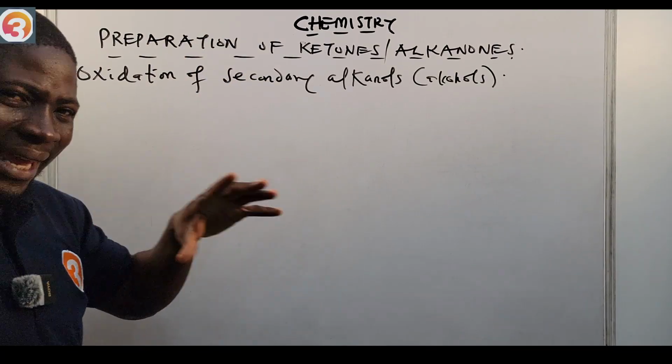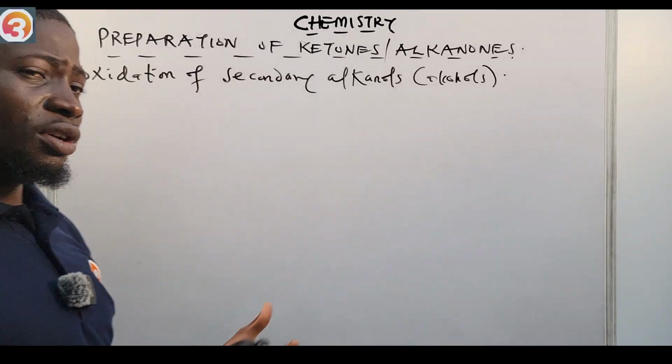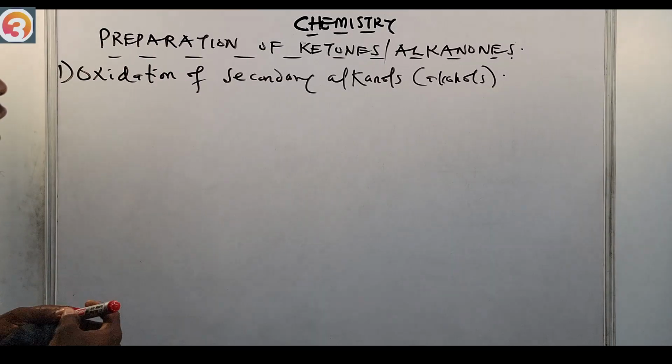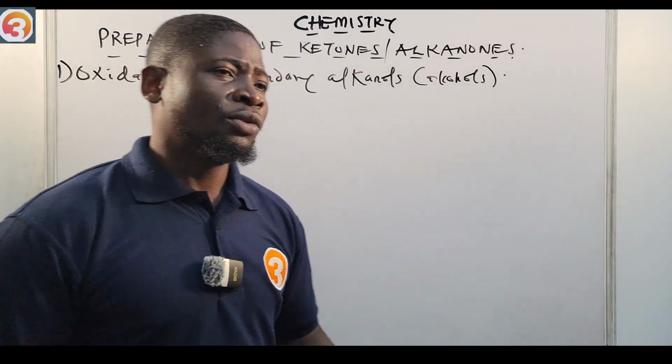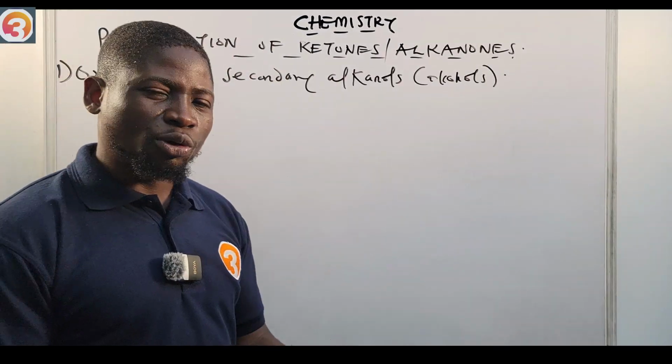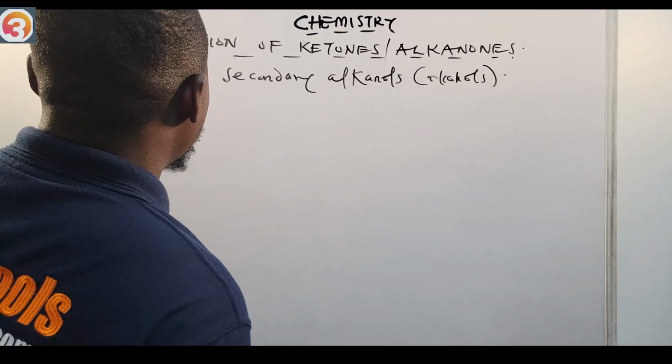So please bear that in mind. I'm sure we must have talked about this when we talked about alcohols before, but it's good that we reiterate it. If you want to prepare an alkanone, what you do is oxidize a secondary alcohol. So let us see that reaction pathway.